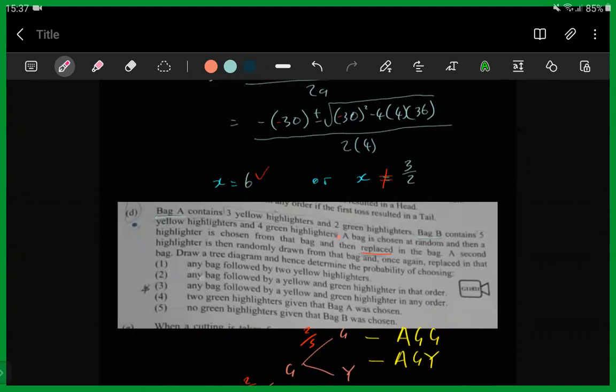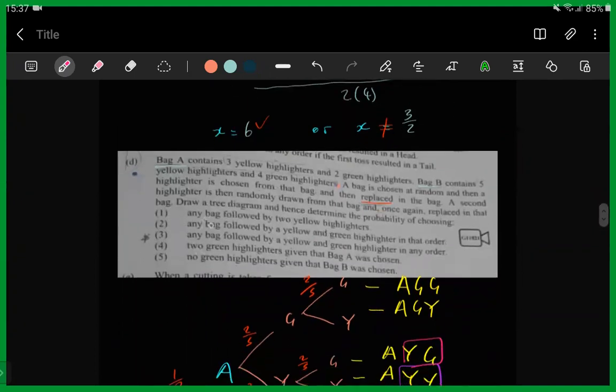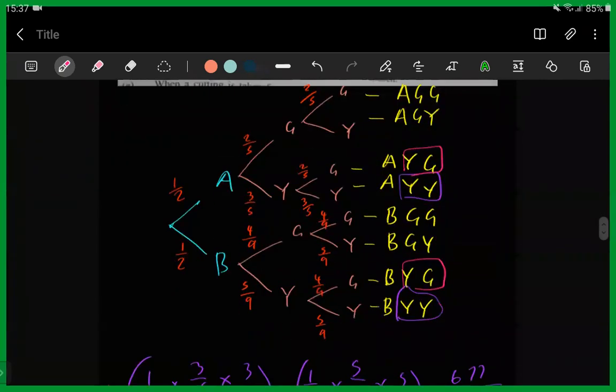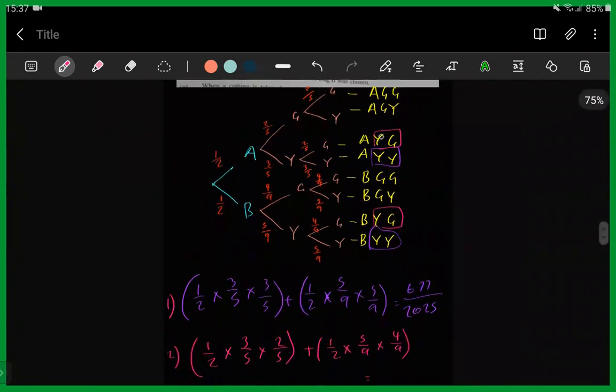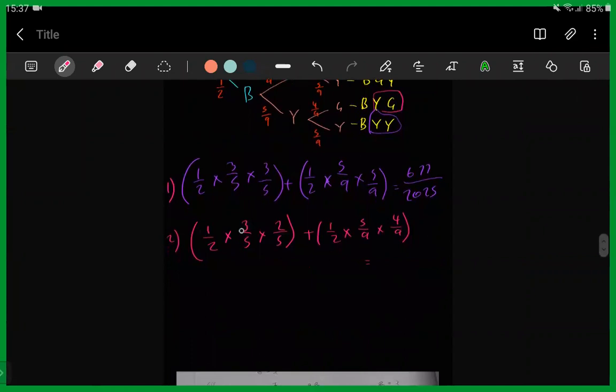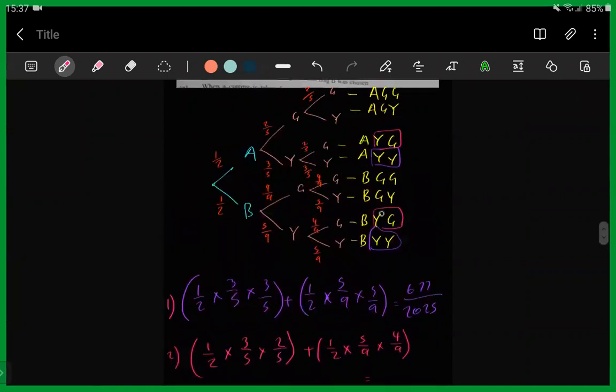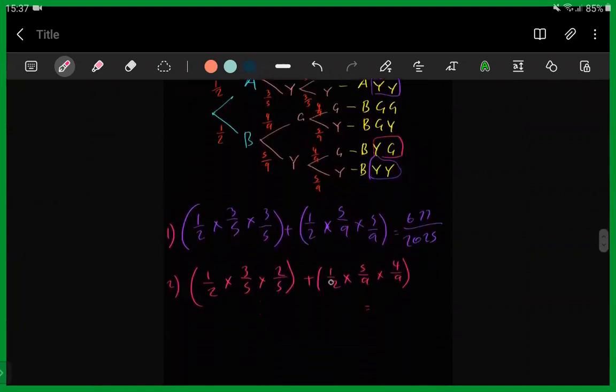So they said they want any bag followed by a yellow and a green in that order. So yellow coming first, green afterwards. This is scenario number 1. Yellow coming first, green afterwards. This is scenario number 2. So the probability of this first one happening is just a half times this times this. Probability of this happening, just a half times this times this. So we add up those.